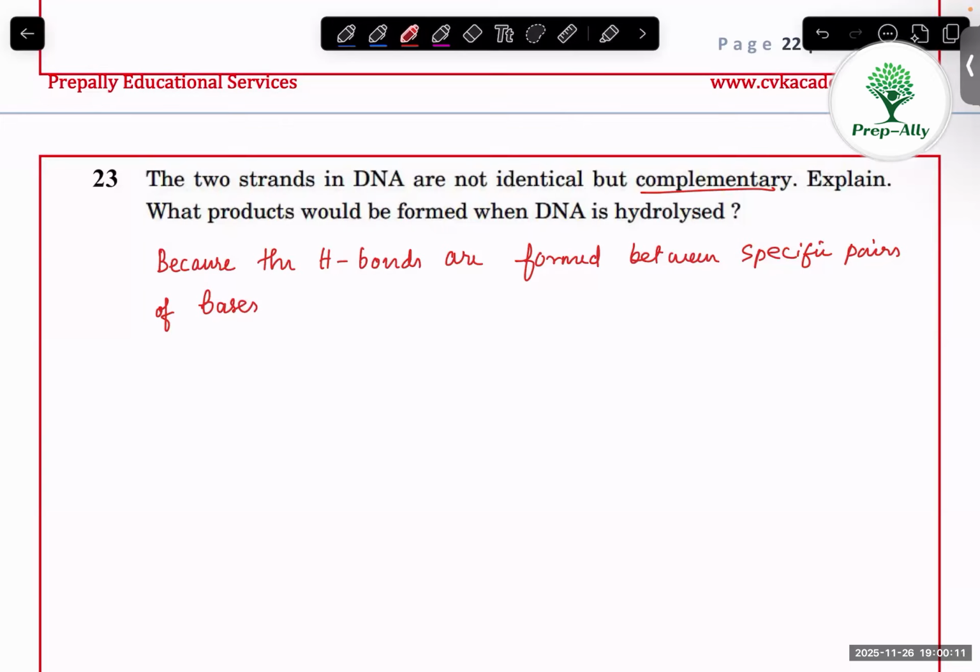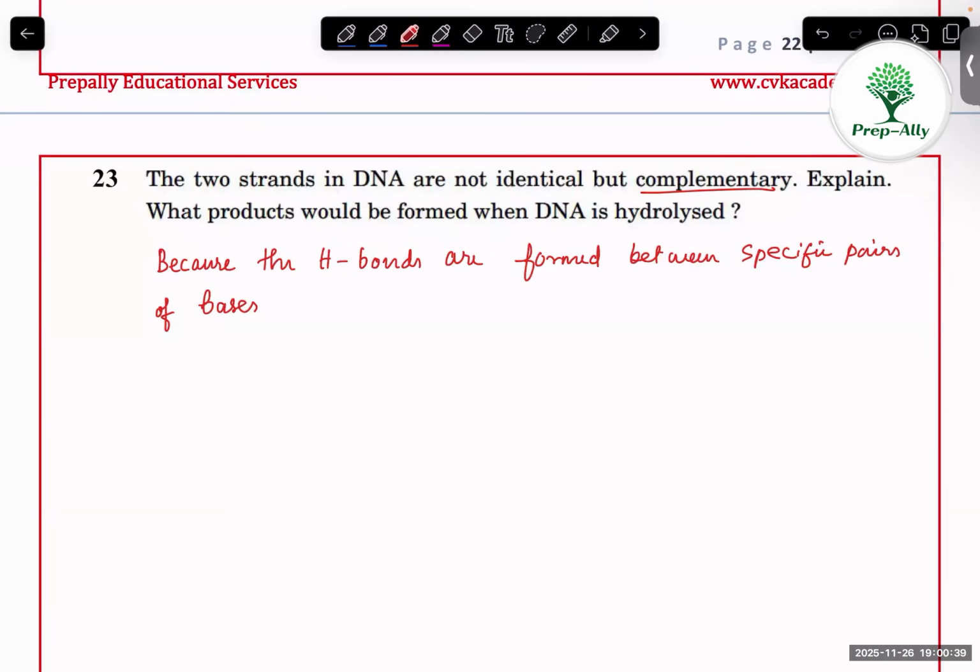It is a long explanation, but a simple explanation. Always go for the simplest answer. The simplest answer is because hydrogen bonds are formed by the specific nitrogen bases in both of them. So that is why it is always complementary. For example, ATGC, that is the combination. Adenine can only bond with thymine, guanine can only bond with cytosine. So complementarity only happens because of the specific formation of the hydrogen bonds.